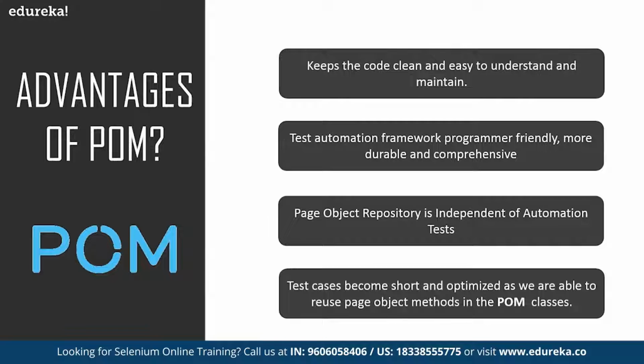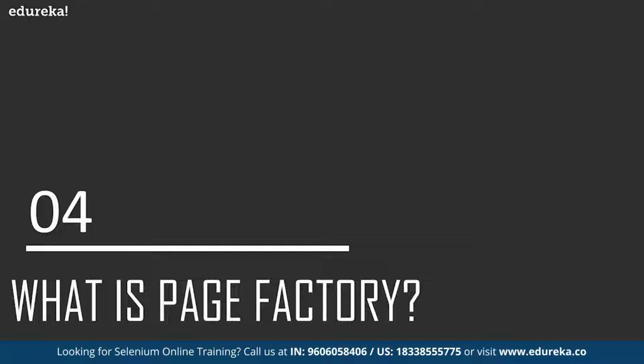And also the test cases become short and optimized as we are able to reuse the page object methods in the POM classes. Any change in UI can be implemented, updated, and maintained in the page objects and classes. And page object model is best applicable for all the applications which contain multiple pages, each of which have fields which can be uniquely referenced with respect to the page. So these are few of the advantages that make page object model unique and easy to work with for automation testers. So now let's move further and understand what is Page Factory.